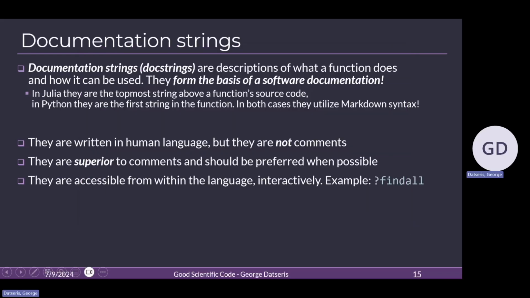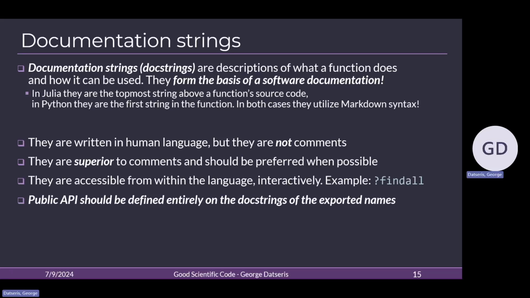The second reason that they are superior to comments is because you can interlace them into your build documentation, as we will see in the later sections of this tutorial. Now, at least in my opinion, the public API, so a public declaration of how this software is to be used, should be defined entirely on the documentation strings of the exported names of the functions and types of your software. There should be a necessity for nothing else, no README or tutorial or anything, for the declaration of the API.